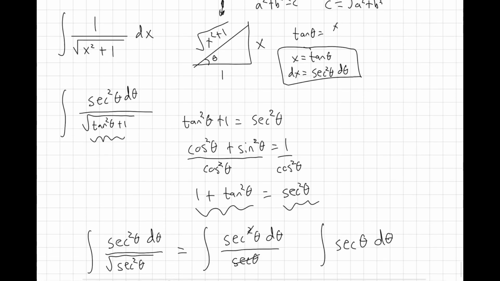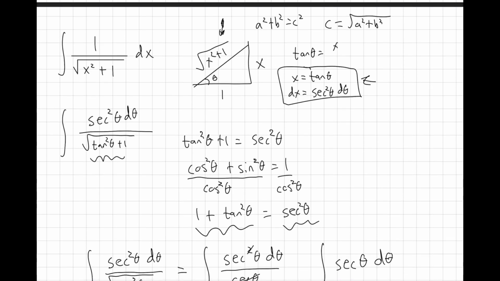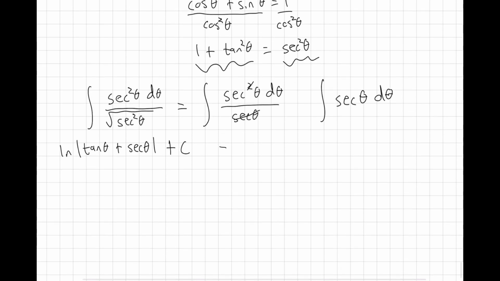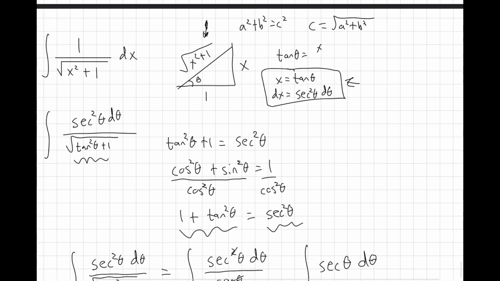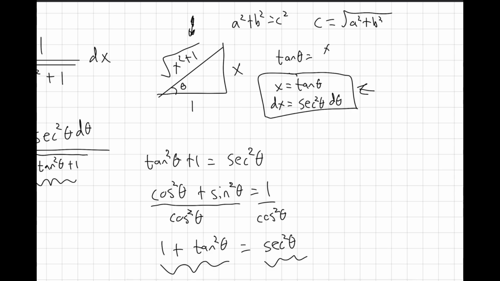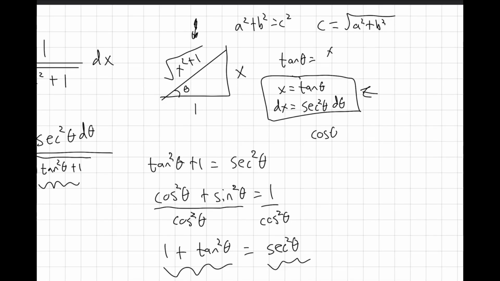And what we want to do is transfer back into x. So we said that x is equal to tan theta. So this equals natural log of x plus, and then secant theta we can derive from this triangle. So we know that cosine theta equals 1 over the square root of x squared plus 1. And secant theta equals 1 over cosine theta. So secant theta equals the square root of x squared plus 1.